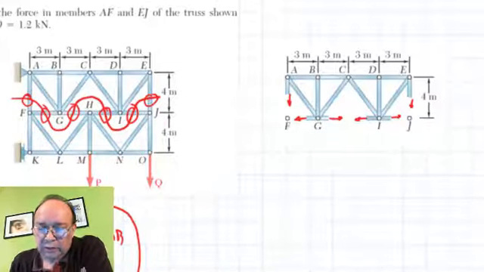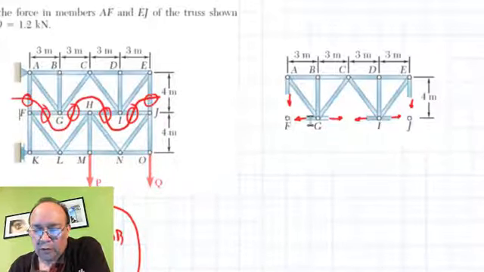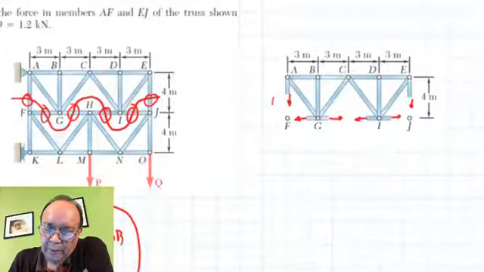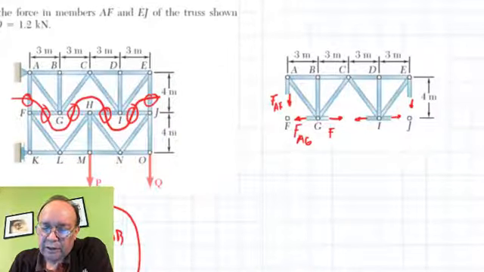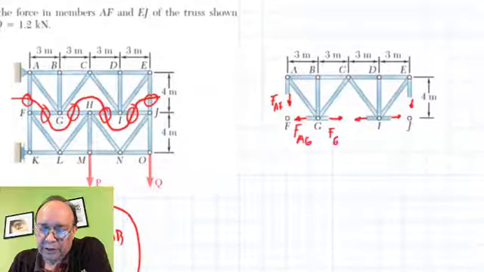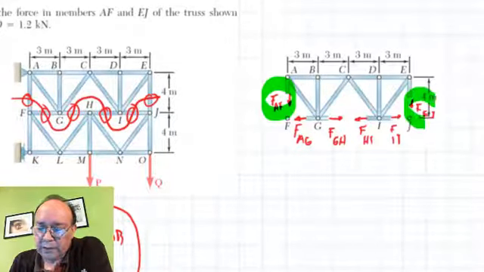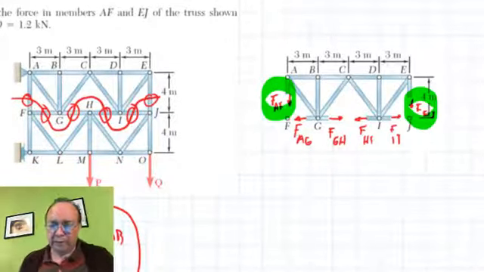So we have 1, 2, 3, 4, 5, 6 bars, where this one will be FAF, this one will be FAG, this one will be FGH, this one will be FHI, this one will be FIJ, and this one will be FEJ. So those are the bars that we want to find.